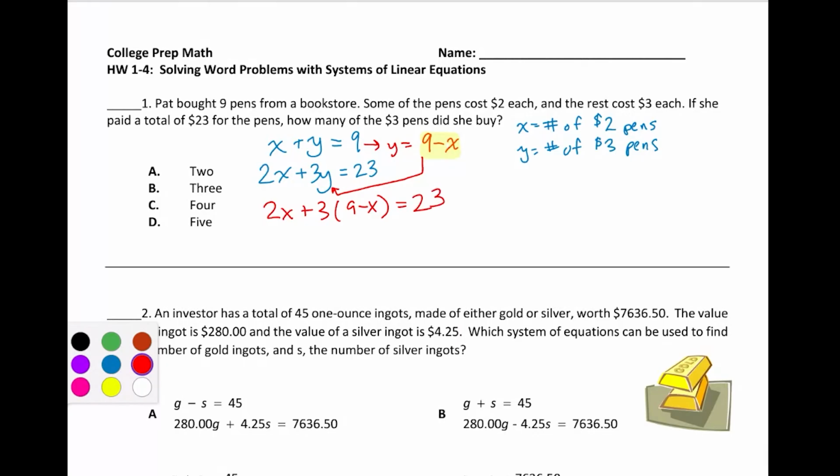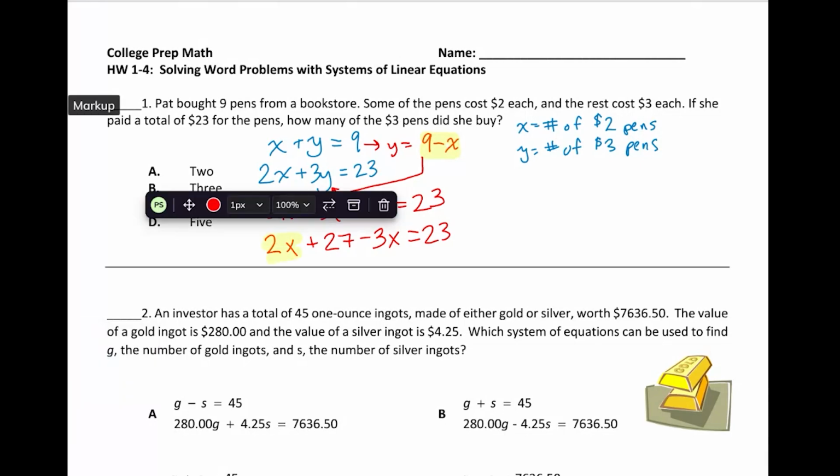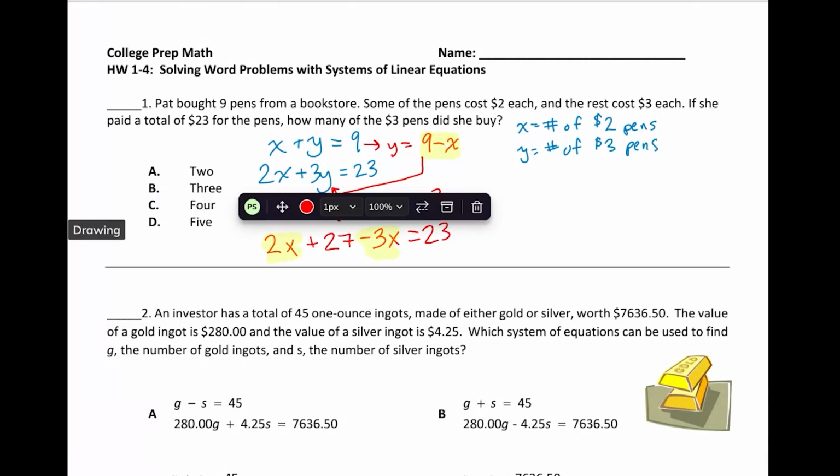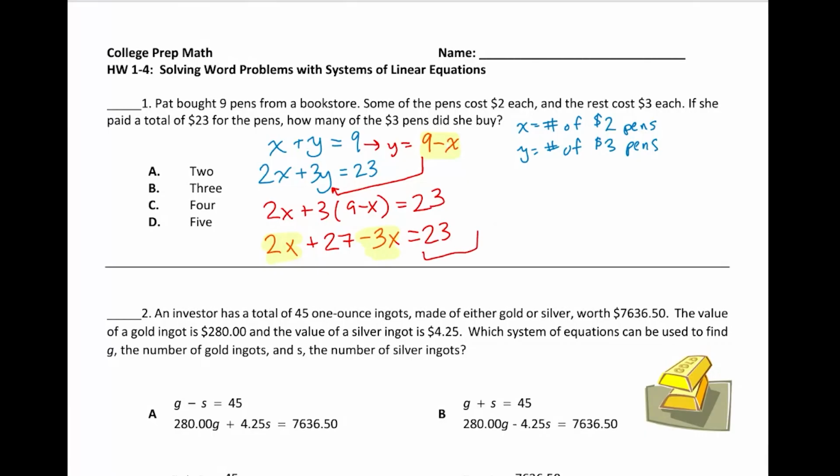And now I've got an equation that will help me find x, which is the number of $2 pens that she bought. Now you want to be careful because the question's actually asking for the number of $3 pens. So we might need to go back and solve for y eventually. 2x plus, using the distributive property here, 27 minus 3x equals 23. Then I can combine my like terms here. 2x minus 3x actually gives me a negative x, and you're right to feel a little concerned about that, but trust me, this is still going to work out.